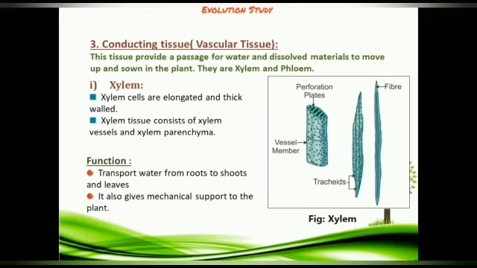This tissue provides a passage for water and dissolved materials to move up and down in the plant. They are the xylem and the phloem. Xylem cells are elongated and thick-walled. Xylem tissue consists of xylem vessels and xylem parenchyma. Their function is to transport the water from the roots to the shoots and the leaves, and it also gives mechanical support to the plant.